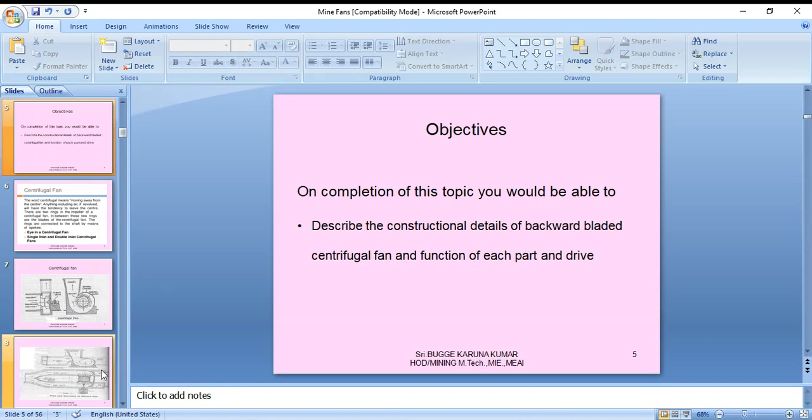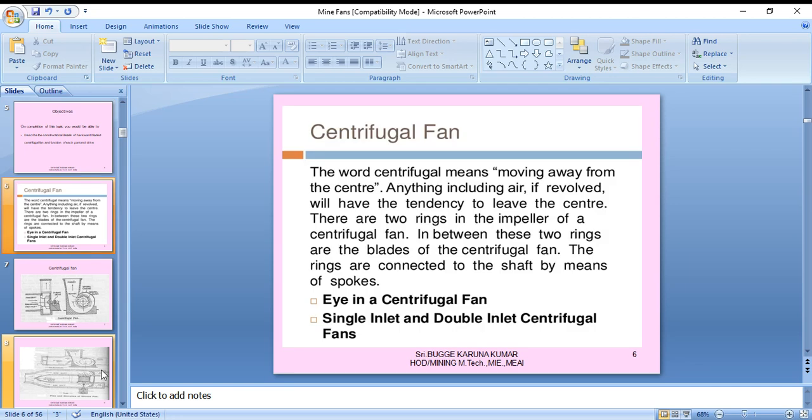After completion of this topic, you would be able to describe the construction details of the backward bladed centrifugal fan and the functions of each part and drives. So this is what you should be able to understand after completion of this topic.